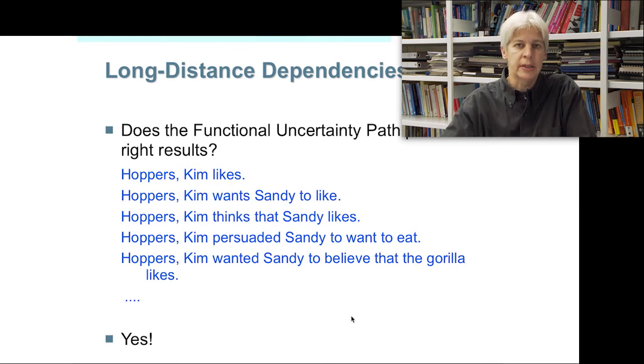So, question, does the functional uncertainty path that we defined provide the right results for these examples? And the answer to that is yes, and we could try any more of these, and you will in fact implement these and see that you can embed as many comps, xcomps under one another, and you will be able to get the right result.